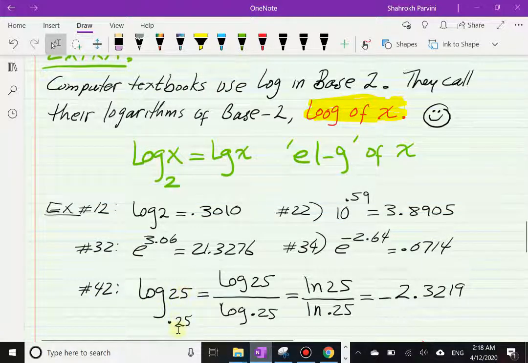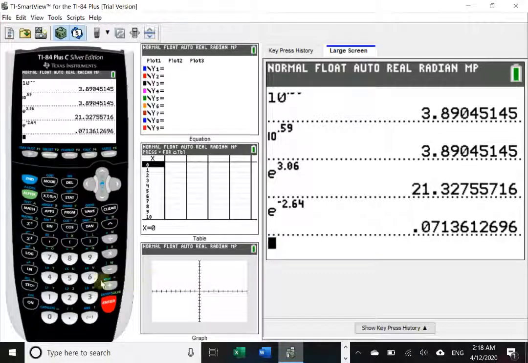Now in number 42, again, we're doing one of those change of base formulas. Log base 0.25 of 25. You're welcome to use common logs or natural logs, and I used both of them, and I checked, the answer turned out to be that. Now to do this on the calculator, ln of 25 over ln of 0.25. ln of 25 divided by ln of 0.25.